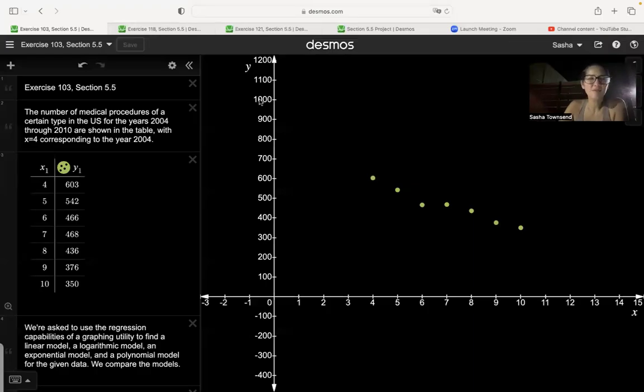In this video, we solve problem 103 from section 5.5 of the Larson Calculus text, 10th edition. We're told that the number of medical procedures of a certain type in the US for the years 2004 through 2010 are shown in the table, with x equals 4 corresponding to the year 2004. So x equals 5 is 2005, x equals 6 is 2006, x equals 10 is 2010, and so on.